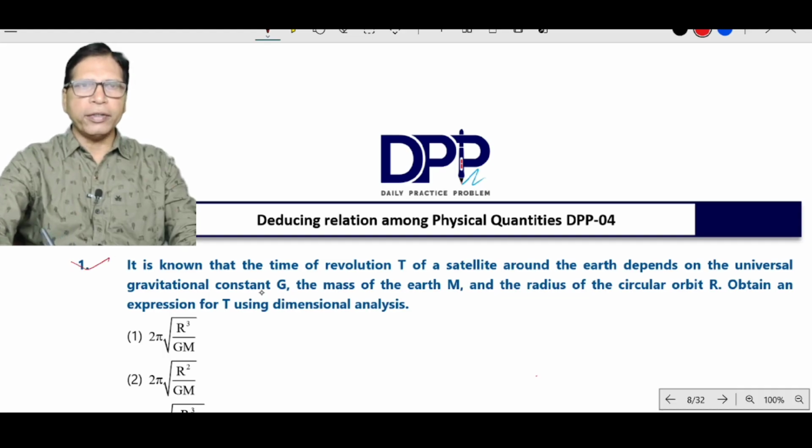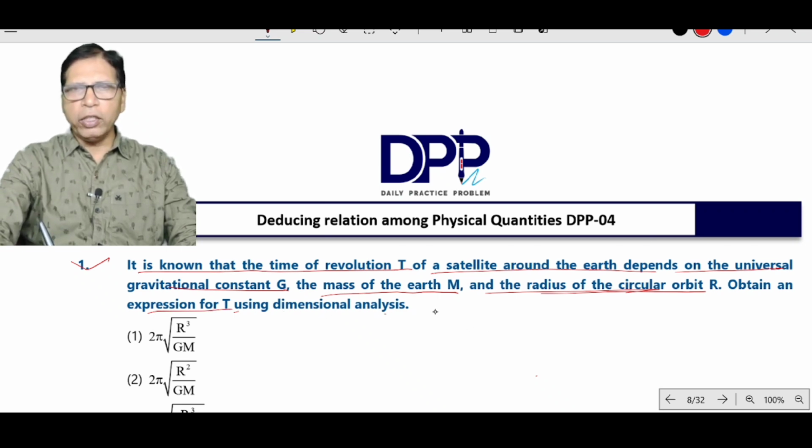Question number 1. It is known that the time of revolution T of a satellite around the earth depends on the universal gravitational constant capital G, mass of the earth M and radius of the circular orbit r. Express the relation for T using dimensional analysis.